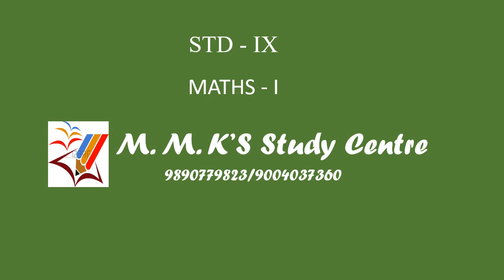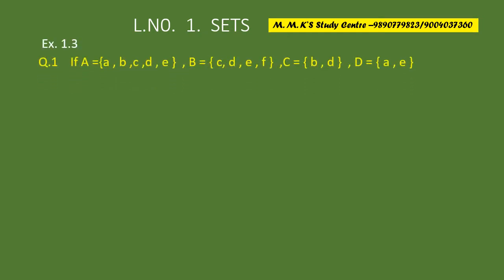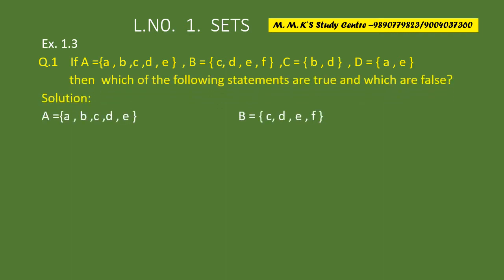Today we will continue the first lesson of Standard 9, Maths 1, that is Sets. Question number 1. If A is the set {A, B, C, D}, B is the set {C, D, E, F}, C is the set {B, D}, and D is the set {A, E}, then which of the following statements are true and which are false? Okay, so first of all we'll write down the sets as given in the question.